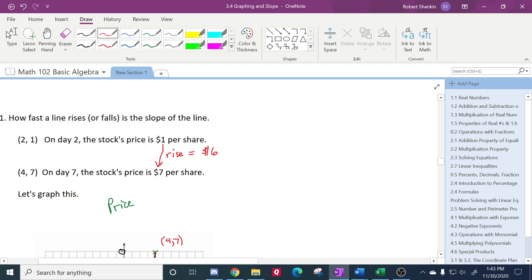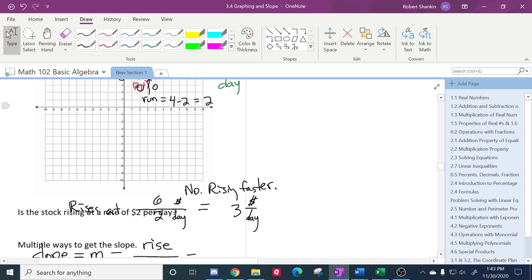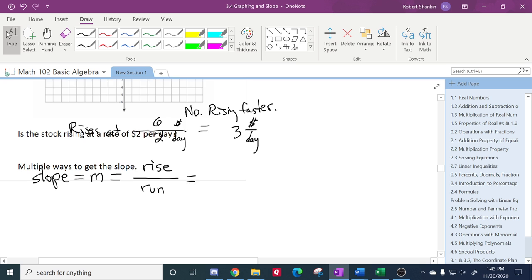The price rose that much. Ooh, I had a typo here. On day 4, the stock's price is $7 per share. This is 2 days, which we will call the run. 2 days have passed. In those 2 days, it rises $6. It seems like a really natural definition of rise over.